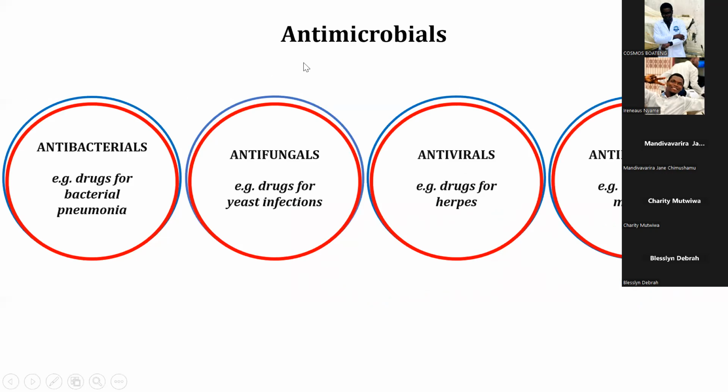Now, what are the different types of antimicrobials? They can be antibacterials, antifungals, antivirals, and antiparasitics. Antibacterials are those drugs that act against bacteria, like drugs for bacterial pneumonia. Antifungals are the drugs for yeast infections, like Candida infections or ringworm. Then there are antivirals, which are the drugs for herpes or HIV. And we also have the antiparasitic drugs, which are the drugs for malaria or leishmaniasis, that act on parasites.